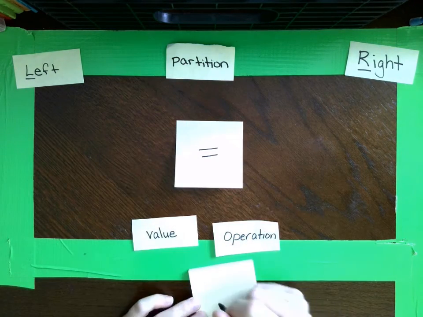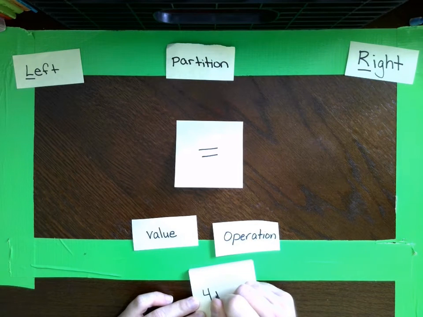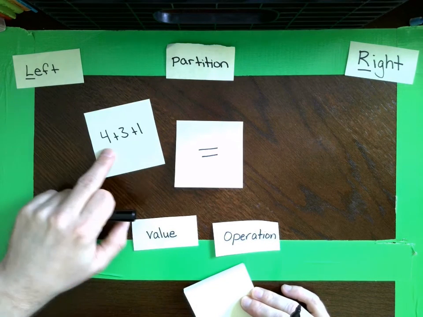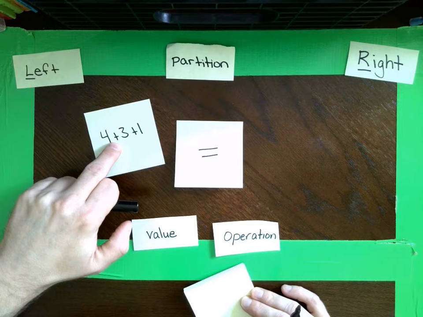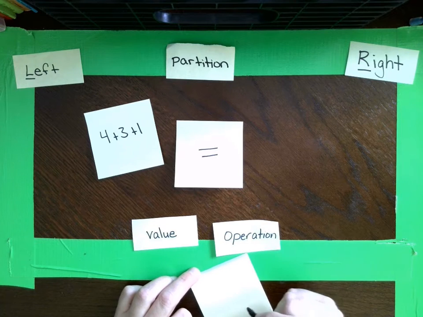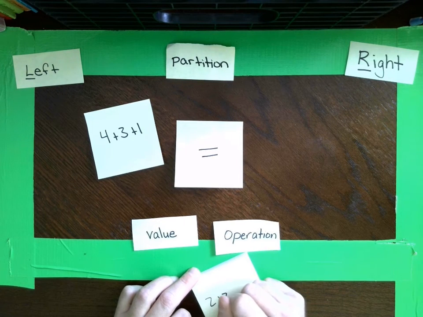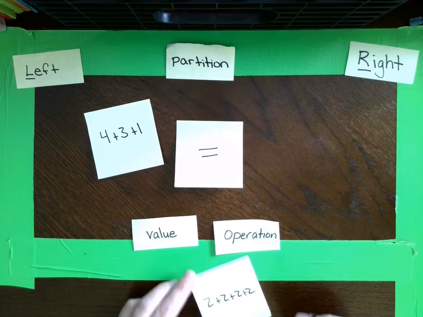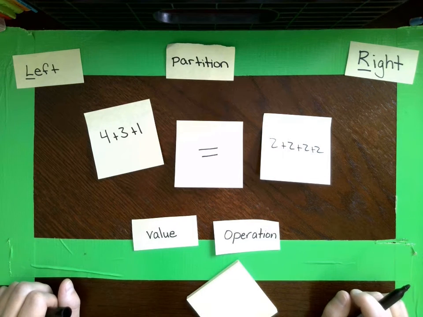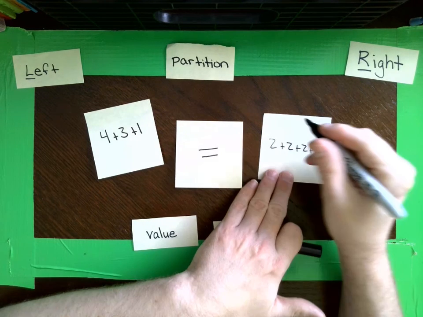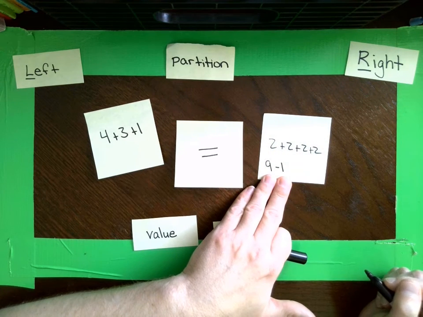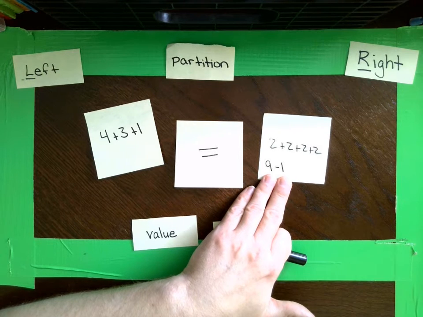And the same is true if I put 4 plus 3 plus 1 on this side. See how I can have more than 2 values being added together? 4 plus 3 plus 1 is 8. So then I could do 2 plus 2 plus 2 plus 2, or plus 2 four times, and I get 8 over here as well. So these work. I could also do 9 take away 1, because 9 take away 1 still equals 8.